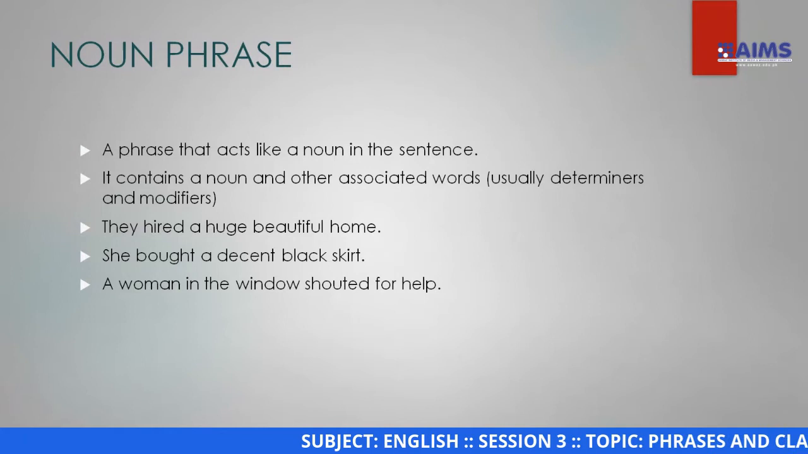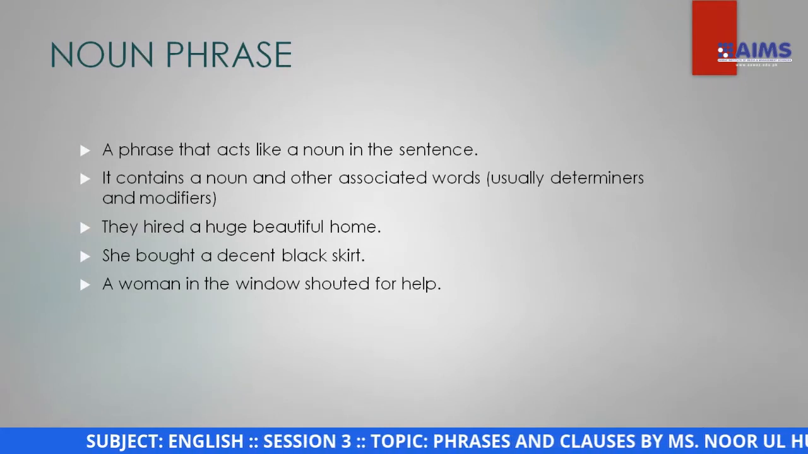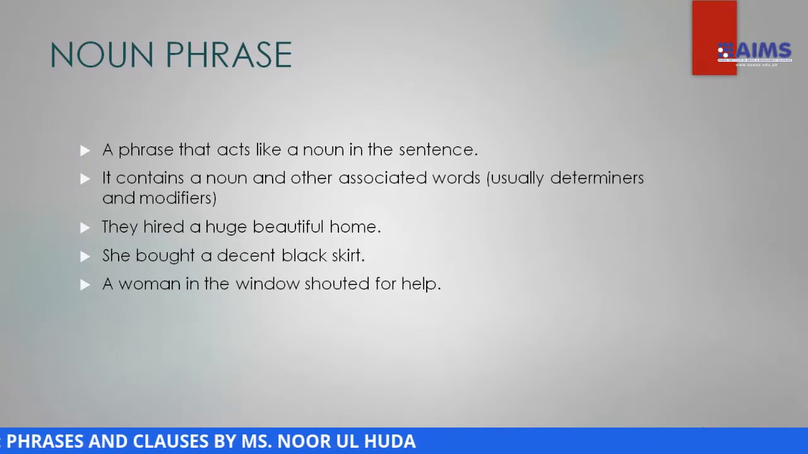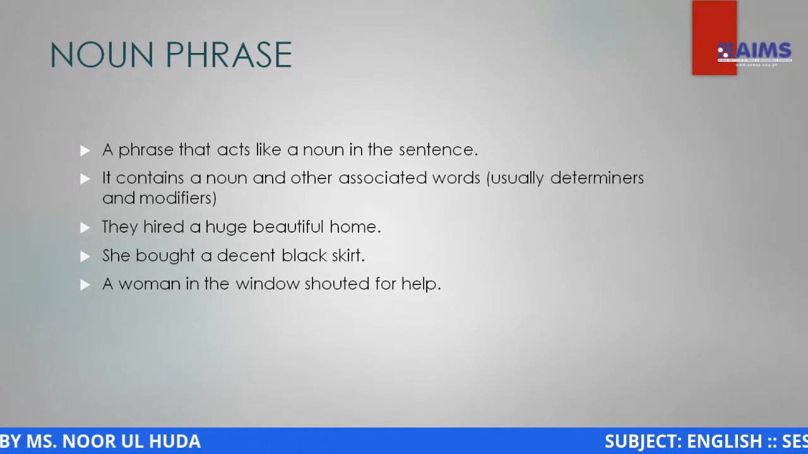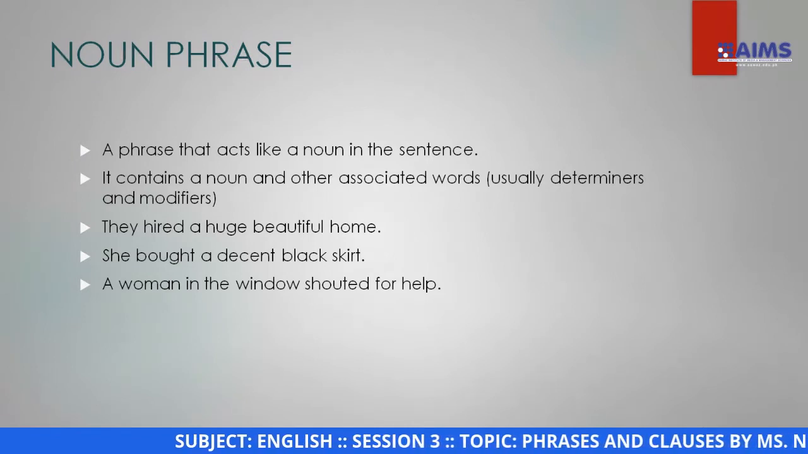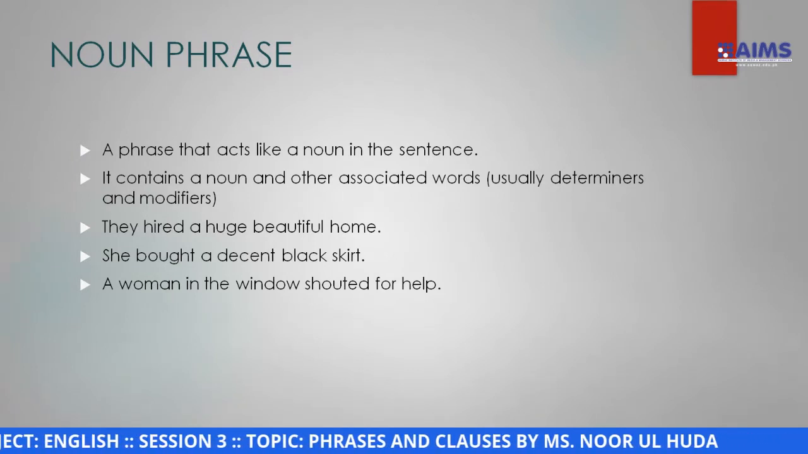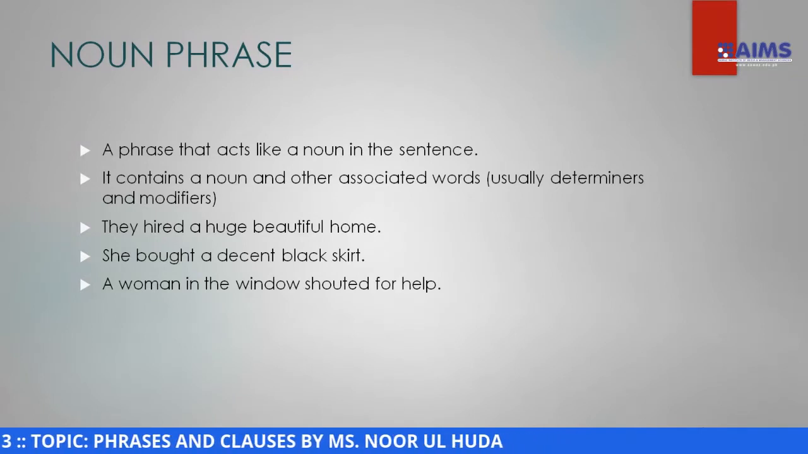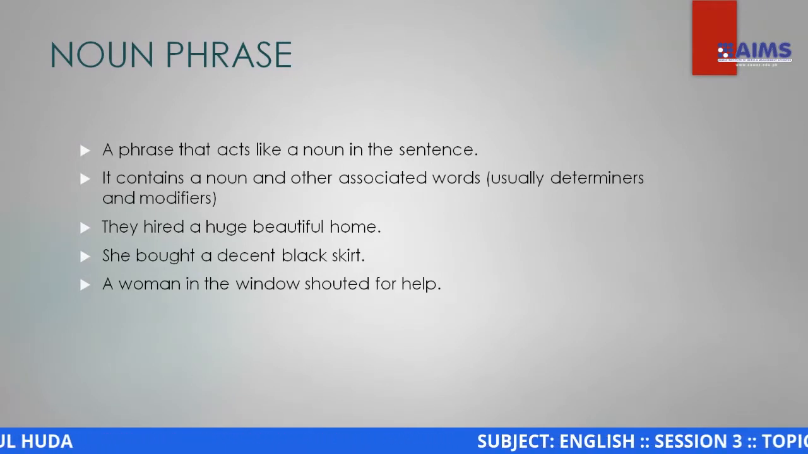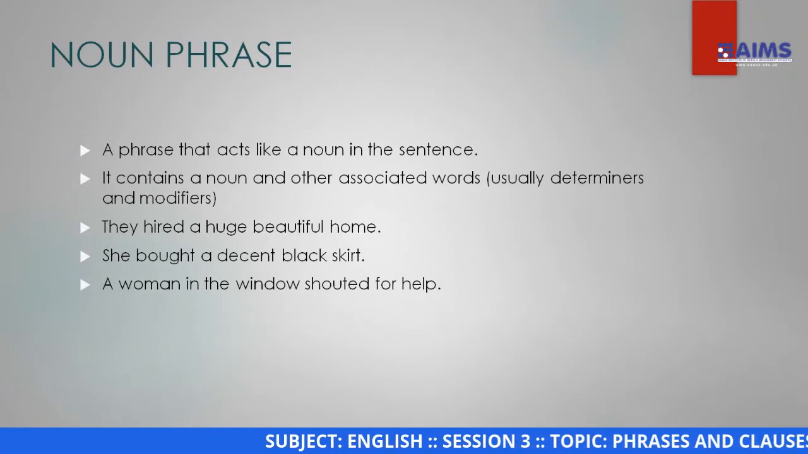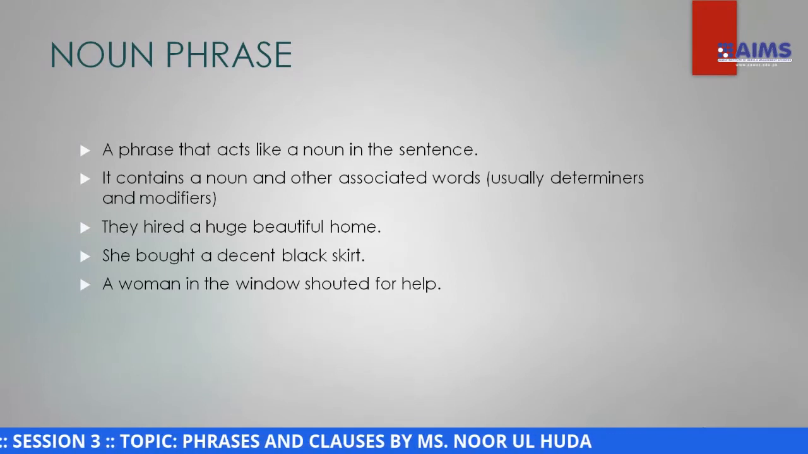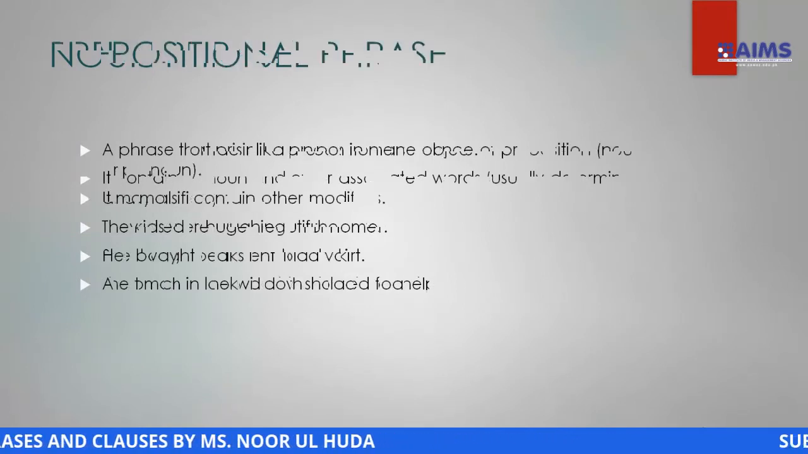A woman in the window shouted for help. If I say that a woman shouted for help, that works, but a woman in the window means the additional information we are giving about the woman is that she is there in the window. In the window is not telling us something else. However, it is telling us the position of what? The noun. So that is why it is a noun phrase.